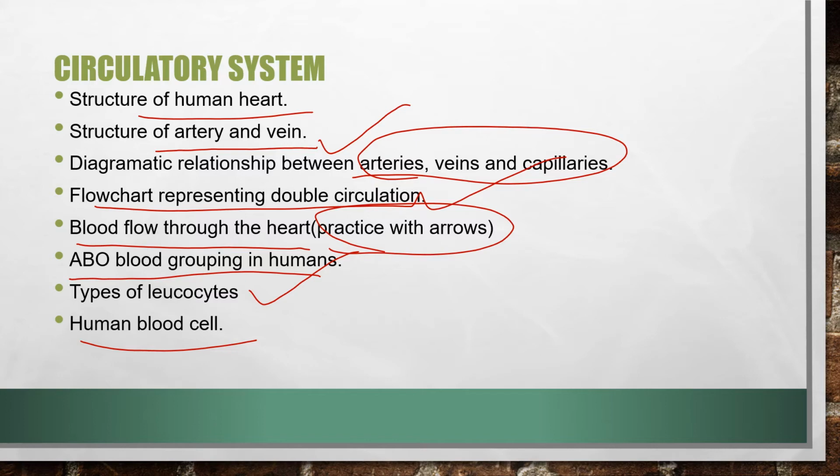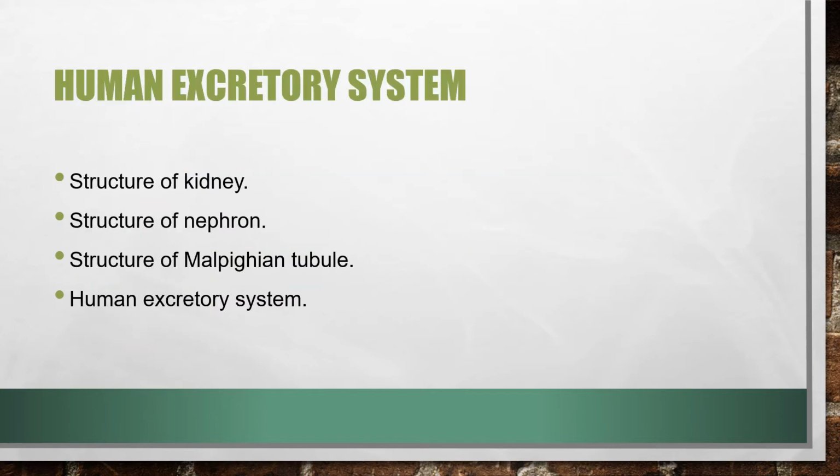Now next, what is there? Let us see. Next comes the human excretory system. In the human excretory system, the structure of the kidney with labeling, structure of the nephron, structure of the Malpighian tubule, and the full human excretory system. These are the main diagrams, and there is a diagrammatic representation of the human excretory system. You should study that.